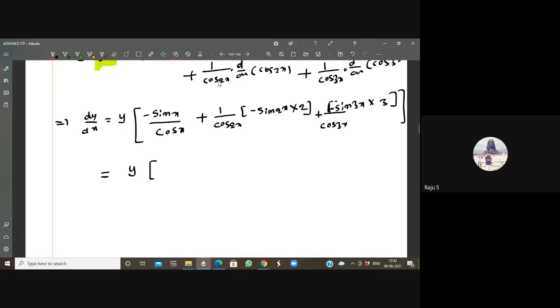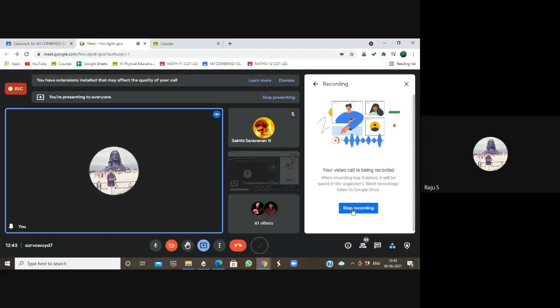You have to substitute y. What is y? It is the given question, cos x, cos 2x, cos 3x. And what is common in all the terms? Minus is common, take it outside. Then sin by cos is tan x, sin 2x by cos 2x with the 2 gives 2 tan 2x, then 3 times tan 3x. This is the required dy by dx.